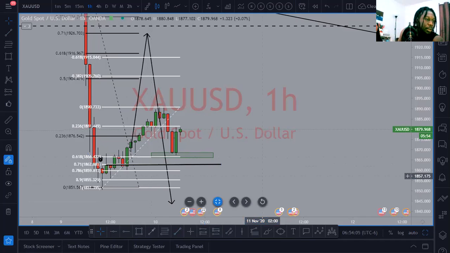And Euro GBP, what are you doing? Playing games, that's what it's doing. It's all right though.